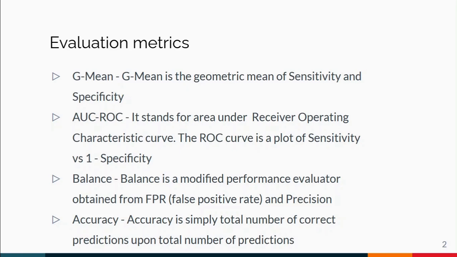After finding the optimally trained AdaSS ensemble, we run it on testing data and record the values of result metrics. The metrics are chosen so that sufficient attention is paid to the predictive capabilities while keeping the problems due to data imbalance in check. Now, to give a brief description of each of these metrics, G-mean is the geometric mean of sensitivity and specificity. AUC ROC stands for area under the receiver operating characteristic curve. The ROC curve is a plot of sensitivity versus 1 minus specificity. Balance is a modified performance evaluator obtained from FPR, false positive rate, and precision. And finally, accuracy is simply the total number of correct predictions upon the total number of predictions.